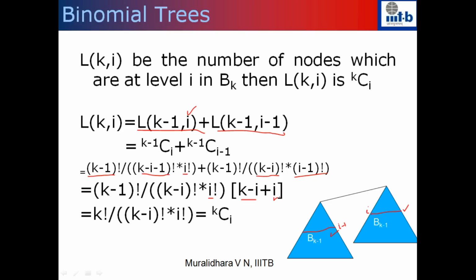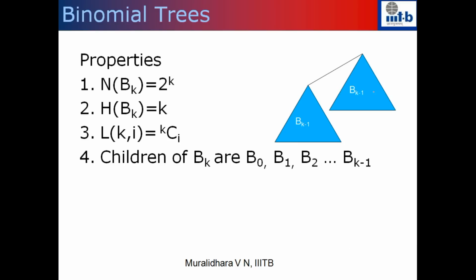These coefficients are called binomial coefficients. If you look at the expansion of (x + y) to the power n, you get it as a summation of x to the power i, y to the power n minus i, n choose i. So these coefficients in the binomial expansion will look like k choose i. These are called binomial coefficients. This is precisely the reason why these trees get the name binomial trees, and binomial heaps.